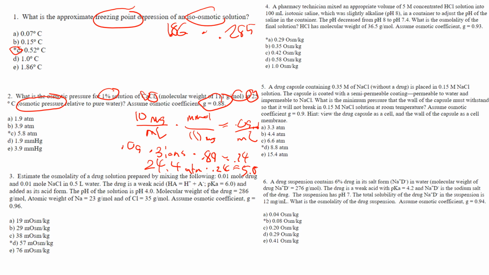So a bit more work to that problem. Pretty easy though. The main problem was just getting this into osmolality. But once we could do that, we knew the number of ions and we could just multiply it through.